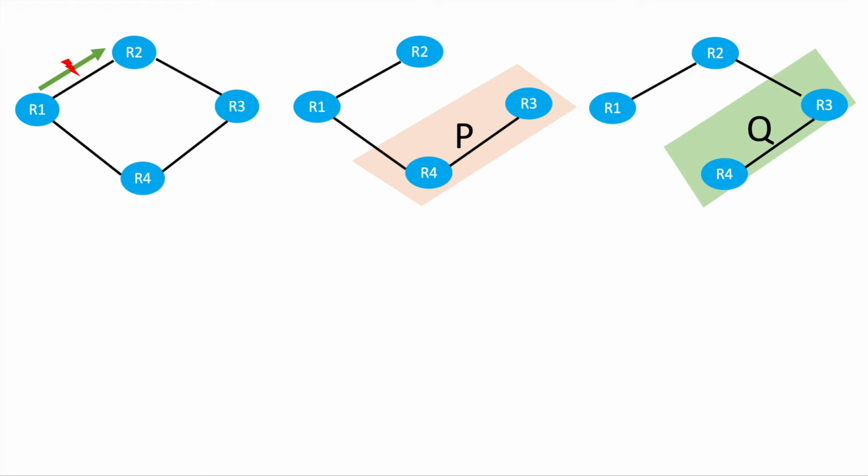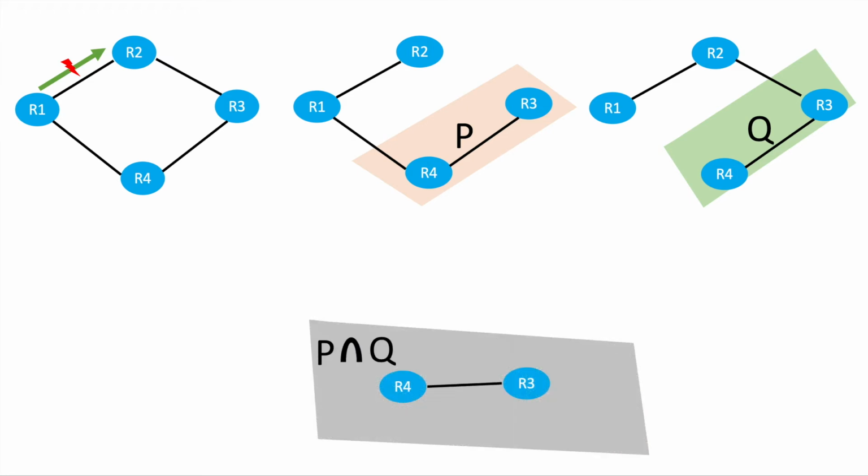Now we have a P space, we have a Q space. The routers which we are looking for to send the packet, and which would not send the packet back to me, are the ones which come in the intersection point of P and Q space. So here you can see that if we intersect P and Q space, we get R3 and R4 routers. Let's try to identify if this is giving me the right loop free network.